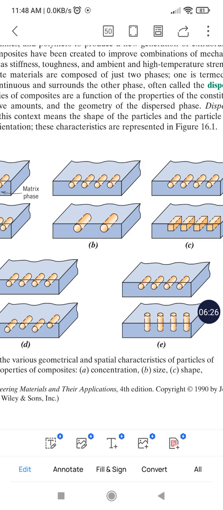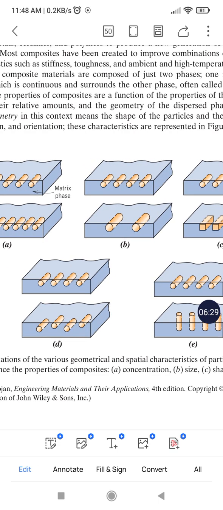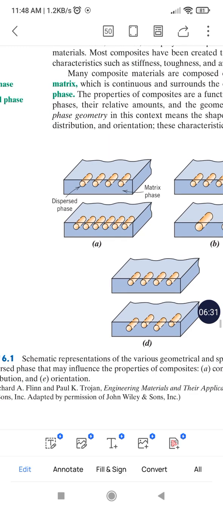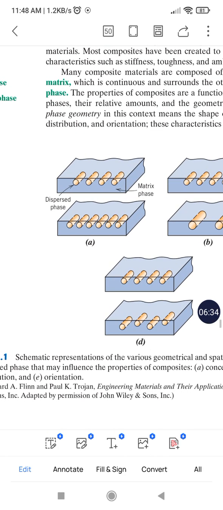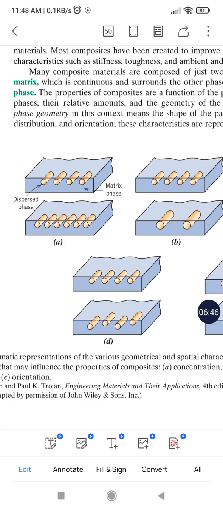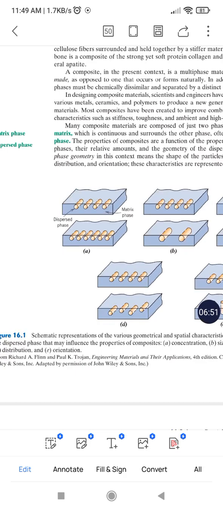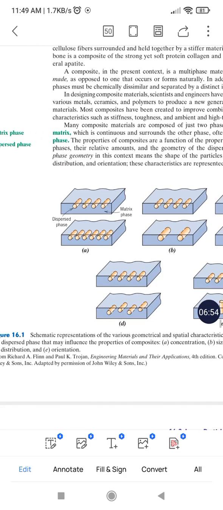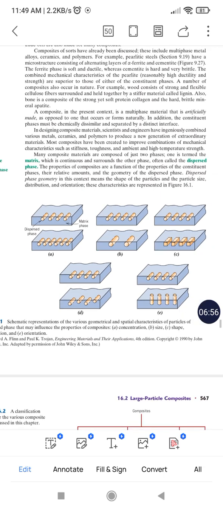Orientation is in picture E, and D is the location, I mean distribution. Distribution is not in the same manner. The distribution of the dispersed phase in the matrix is different in the lower picture compared to the upper picture of part D of the figure. So these kinds of differences are there in composites. Different composites you can make in this manner.